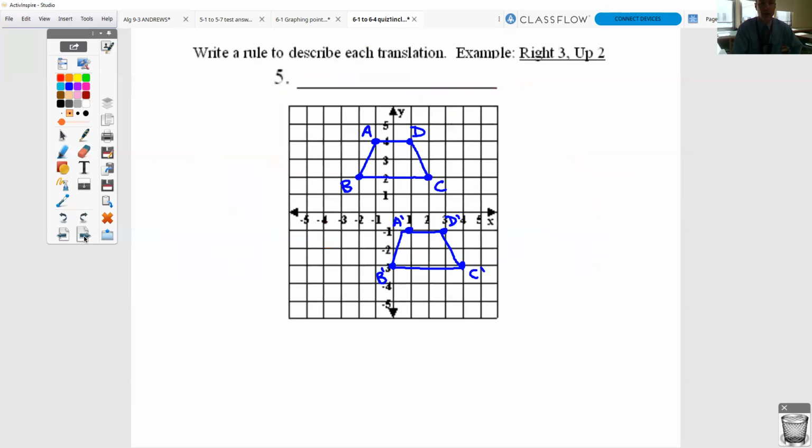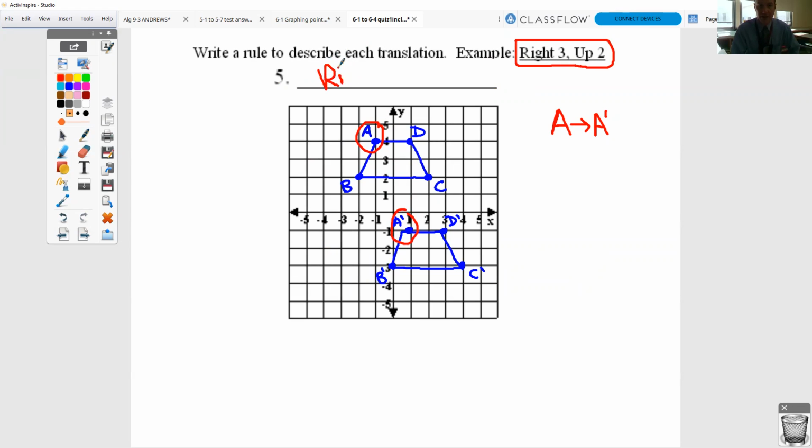opposite. In question number 5, you have to write the rule to describe the translation. So for example, your answers are going to look like this: how many left or right you're going, and how many up or down you're going. Remember that you always go from the letter to the same letter prime. So just pick a letter and go from that letter to the same letter prime. I'm going to go from A to A prime. So notice that I'm going 1, 2 places to the right, 1, 2, 3, 4, 5 places down.